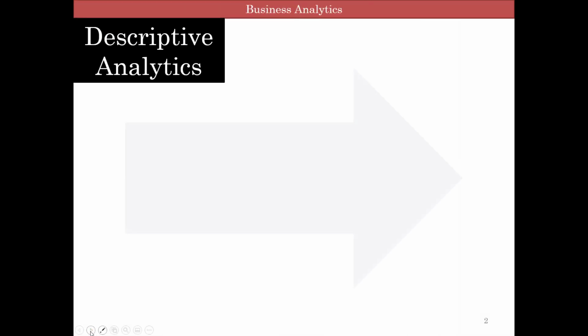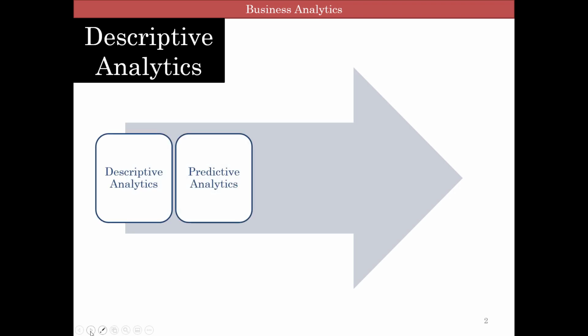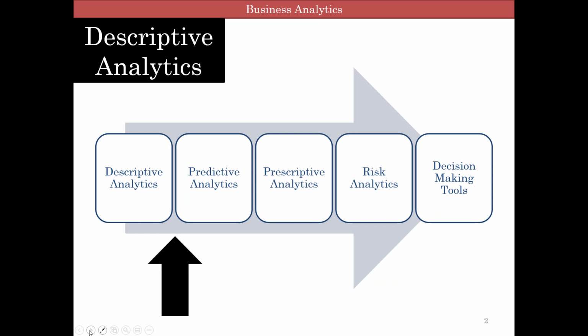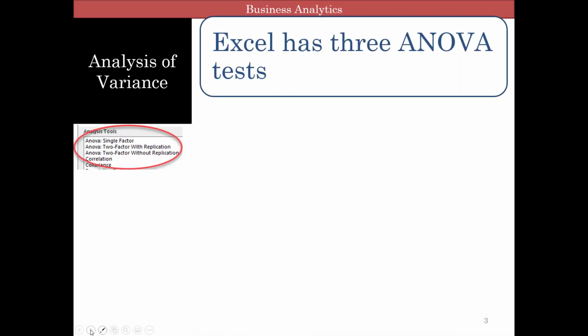So we are at Descriptive Analytics. We finished test of hypothesis, which had two groups. We looked at one sample, two sample test of hypothesis. But what if we have three or more samples? That is more than three different groups which we need to compare. And if we do have that, we have to look at analysis of variance.